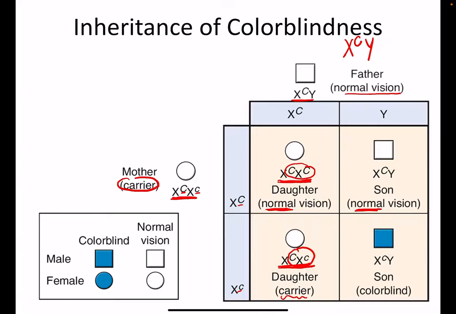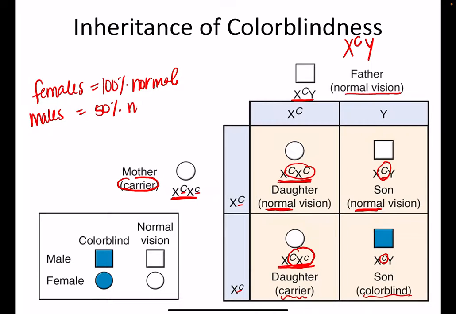One of them is going to have normal vision because he got the big X from his mom. The other one got the little c from the mom, and so that son would be colorblind. So for our females, 100% of them would have normal vision. But for our males, 50% of them would have normal vision and 50% would be expected to be colorblind.